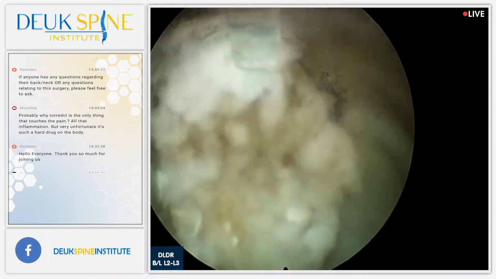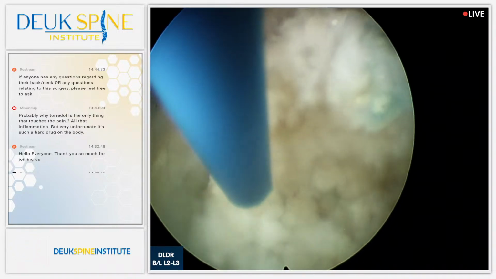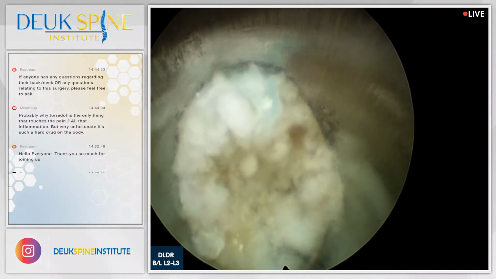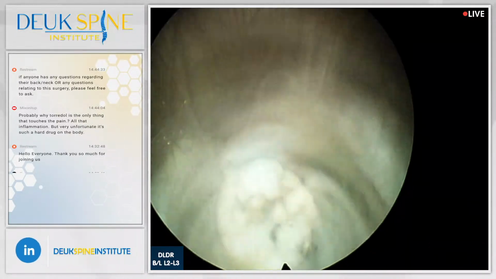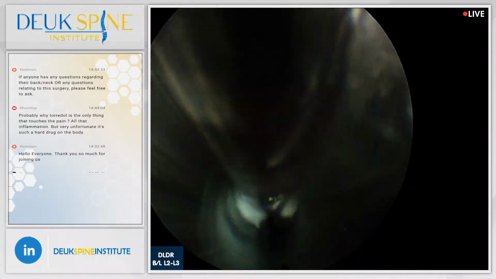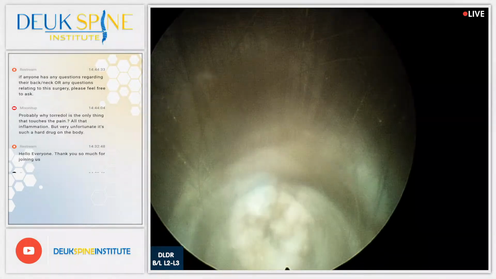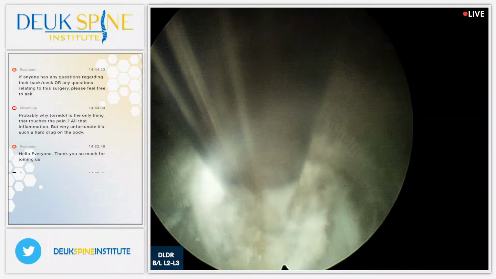All right, we're just about done. I'm going to go in there and try to pull out some more of this stuff. But at this point, when we're done, this disc will just need to heal. It's going to take time to heal, time that I can't give the patients. You guys have to give your disc time to heal. I can't speed it up.